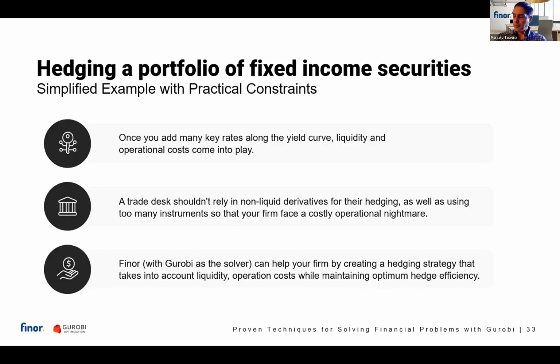So to explain the problem again, once you have many key rates along the yield curve, you have to deal with liquidity and operational costs. And you shouldn't have a trade desk rely on many non-liquid derivatives. You create problems with that, and also not trade too many instruments. So Finor, using Gurobi as a solver, can help your bank by creating a hedging strategy. Will take account all of that while also achieving a very optimal hedge efficiency.